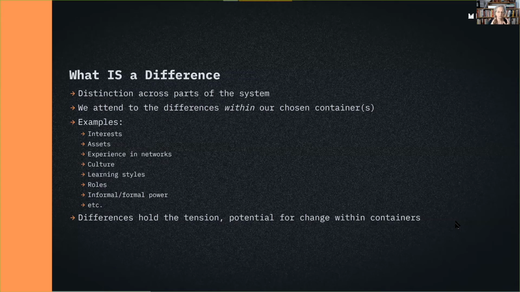And the reason differences are really important to understand and to pay attention to is because differences hold the tension in the system. And where the tensions are is where there's potential for change within that container. A lot of us tend to sense tension and want to pull away from it because it's uncomfortable. But actually, if we can explore that difference and surface it and have good conversations about it, that's where we have the most potential for transformation. So differences are really important.